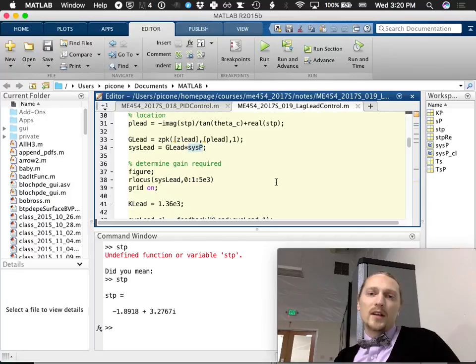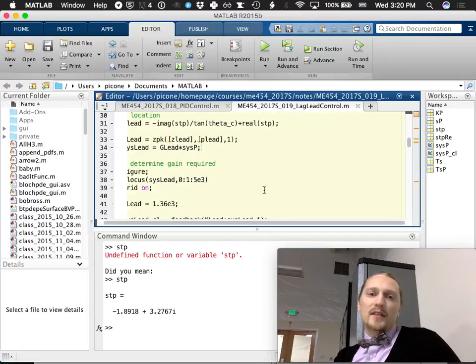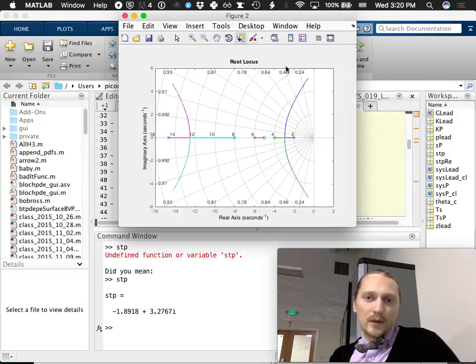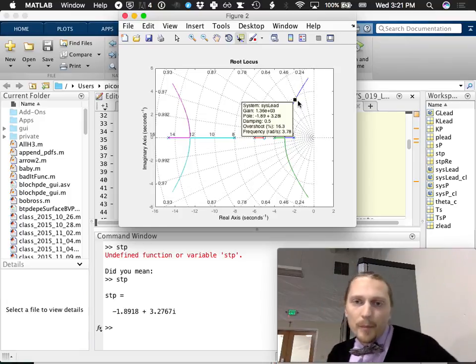So back over here, we do that. If we look for our good old damping of 0.5 points, we get 1.36 times 10 to the 3 for our gain.